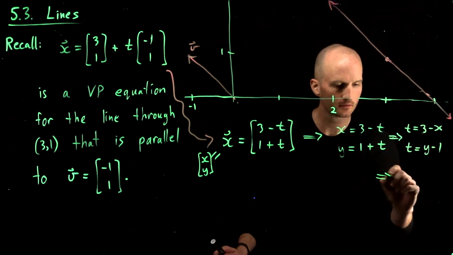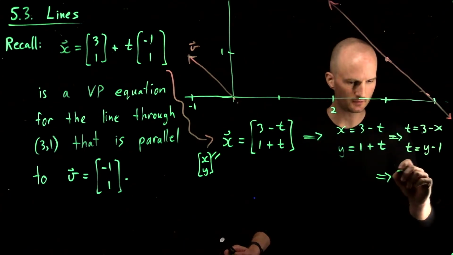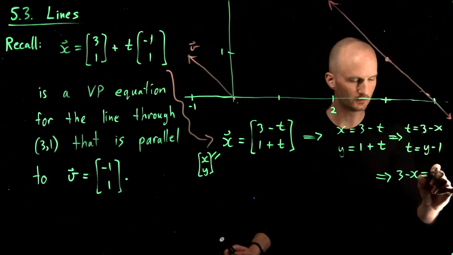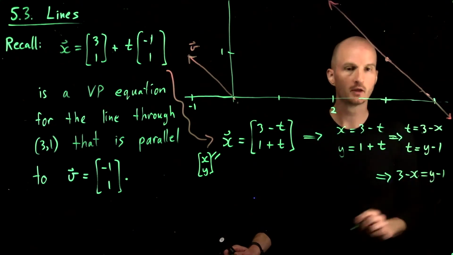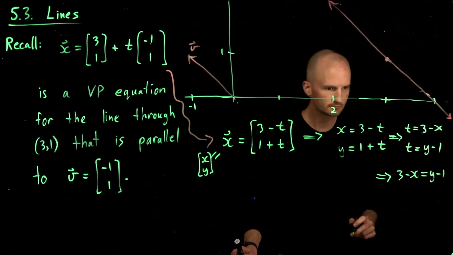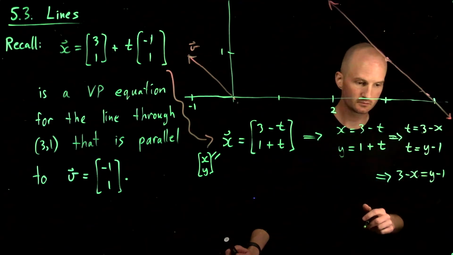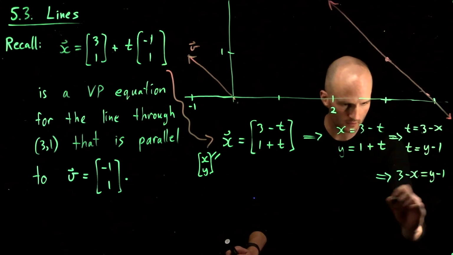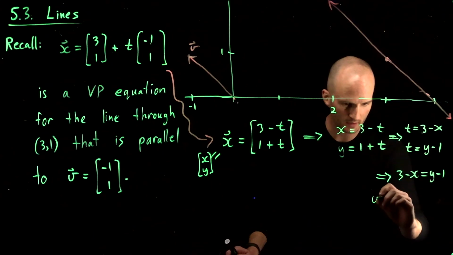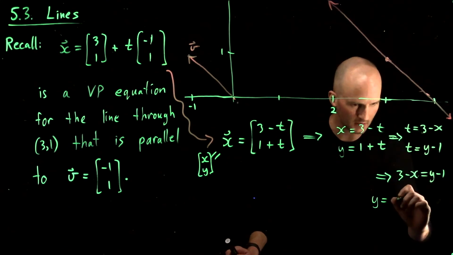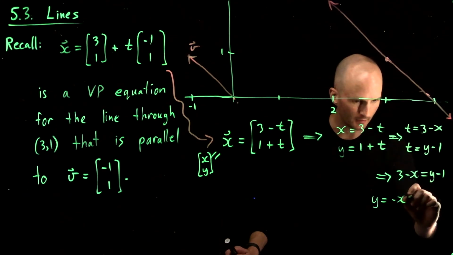So what I get there is that 3 minus x is equal to y minus 1. So we have just a single equation involving x and y. You can rearrange this however you please. Maybe the most familiar would be y equals negative x plus 4.